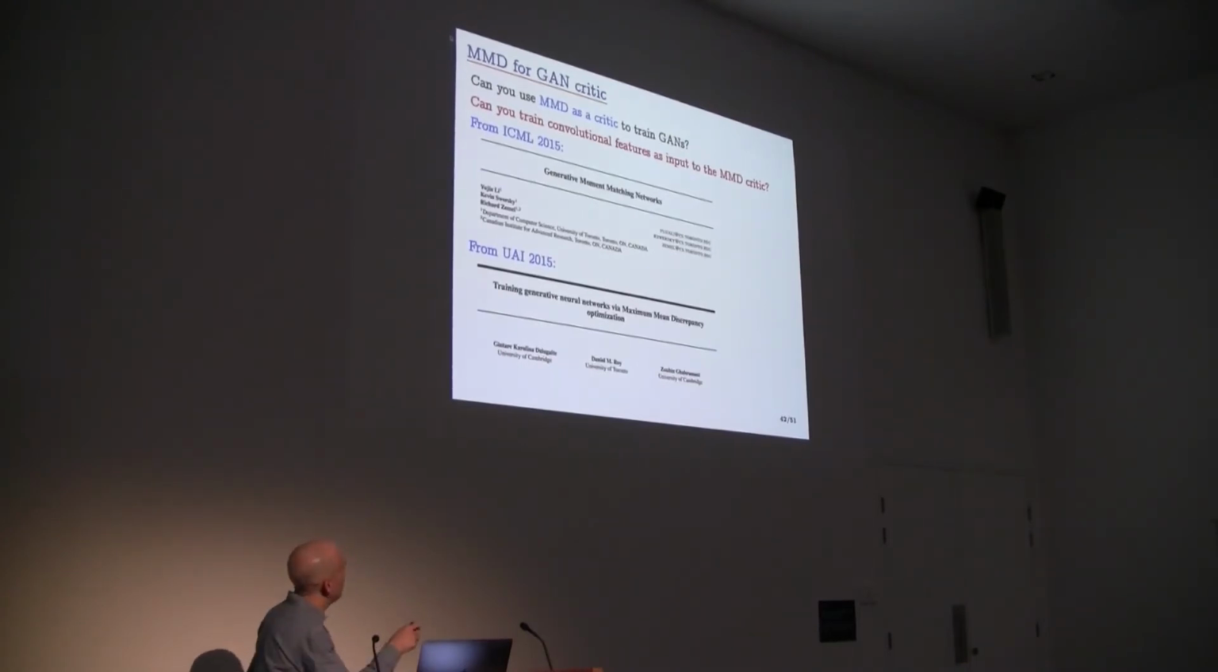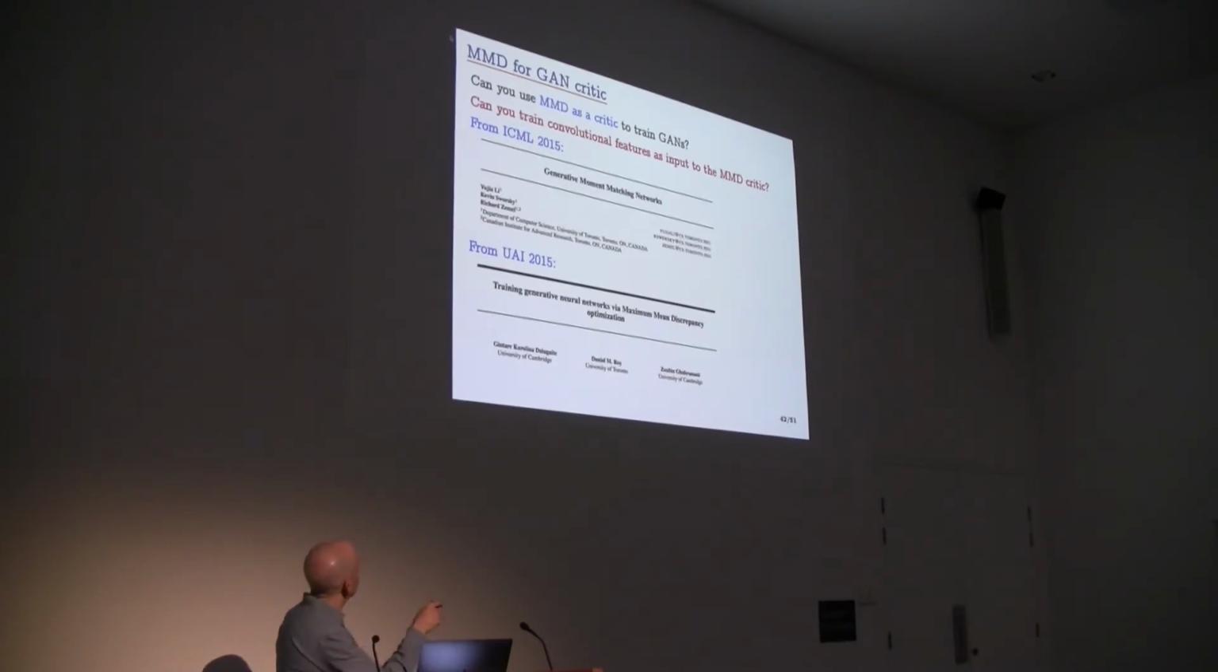At ICML and UAI, there were two papers that appeared at the same time where the MMD was used as a GAN critic, as a way of training the GAN. This paper was focused mainly on handwritten digits. The reason is that when you're using just vanilla MMD on image data, it's a little difficult to get it to work well. So you might want to use MMD on convolutional features of the image data, because we know that convolutional features are the good thing to use if your goal is to compare or make inferences on images.